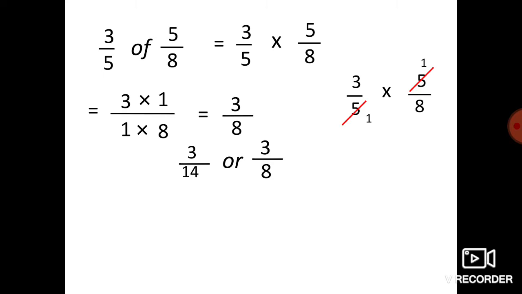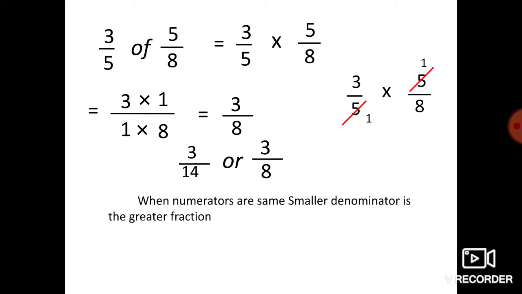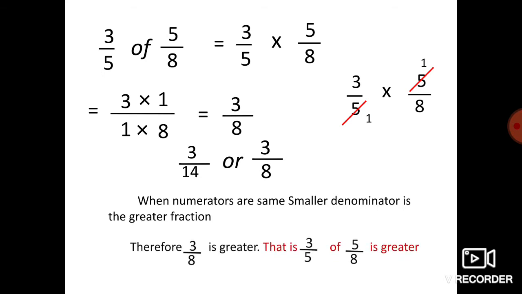Here we can see 3 is the numerator in both fractions. We already studied that when numerators are the same, the smaller denominator gives the greater fraction. Our question is which is greater? Which is the smaller denominator? 8 is the smaller denominator. So 3 by 8 is greater. That is 3 by 5 of 5 by 8. We got the answer of 3 by 5 of 5 by 8 as 3 by 8. Therefore 3 by 5 of 5 by 8 is greater. That's all for today.